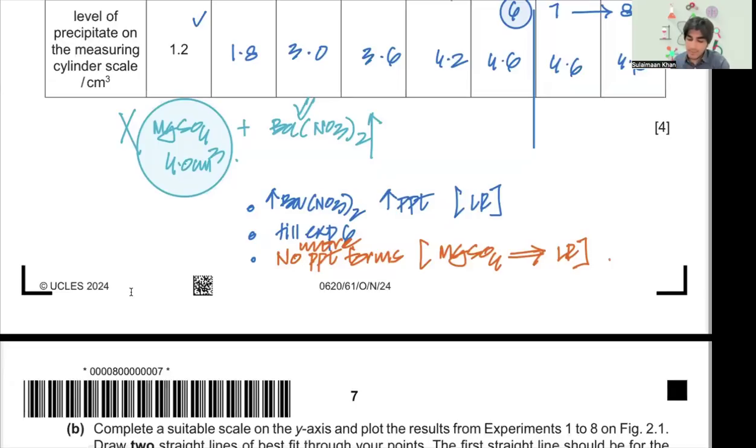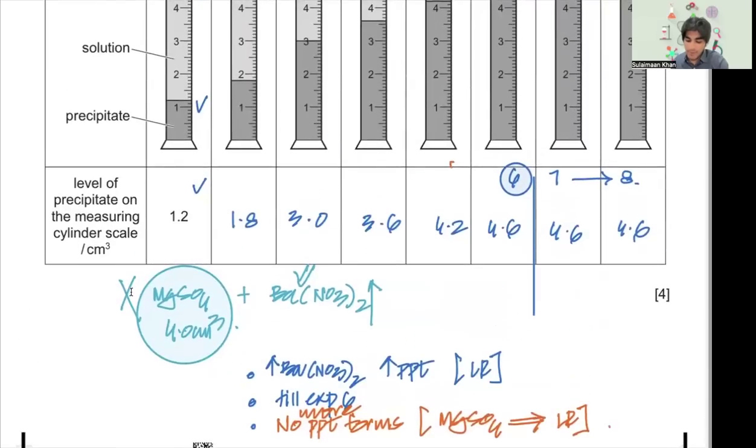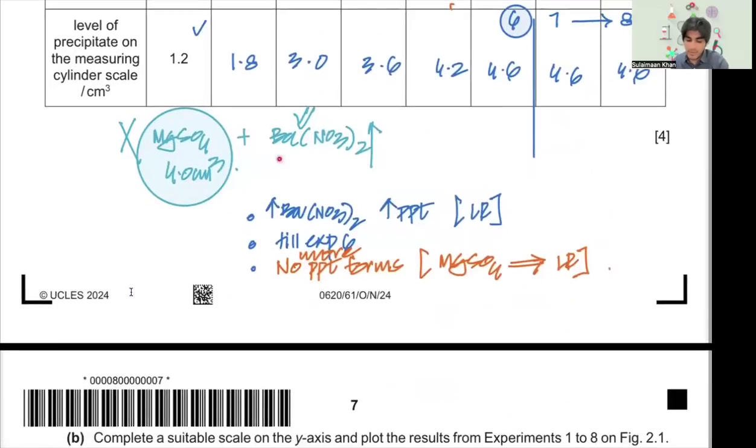Initially, barium nitrate was limiting, because the more you added it, the more precipitate formed, which means you had a lot of magnesium sulfate, which could continuously react with barium nitrate. But this was only till now.